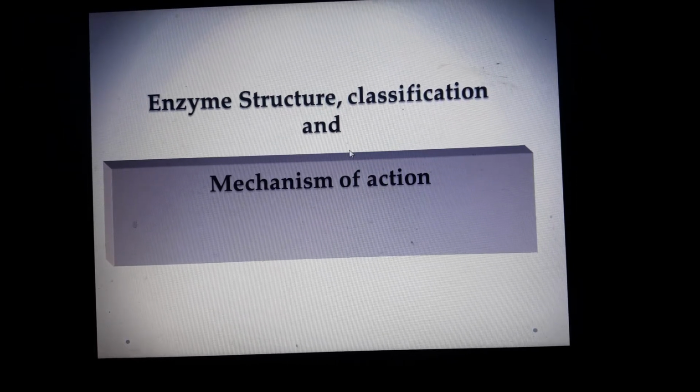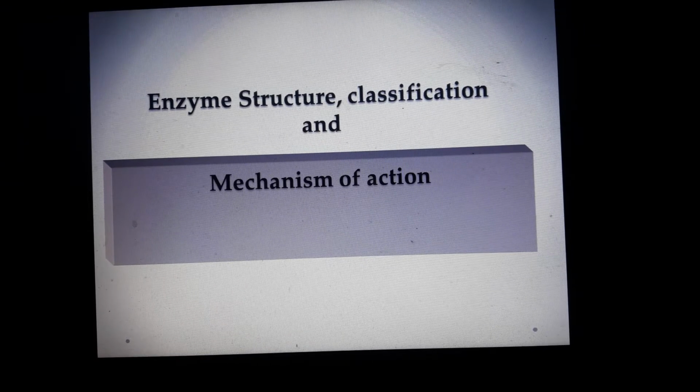So we have to continue our discussions with the midterm topic. We have now the enzyme structure, classification, and mechanism of actions. So in this topic, we're going to discuss the structure of the enzymes, and classifications, how they are classified according to the chemical reactions they undergo, and of course based on their MOA or mechanism of actions during the chemical reactions between the substrate and the enzymes.